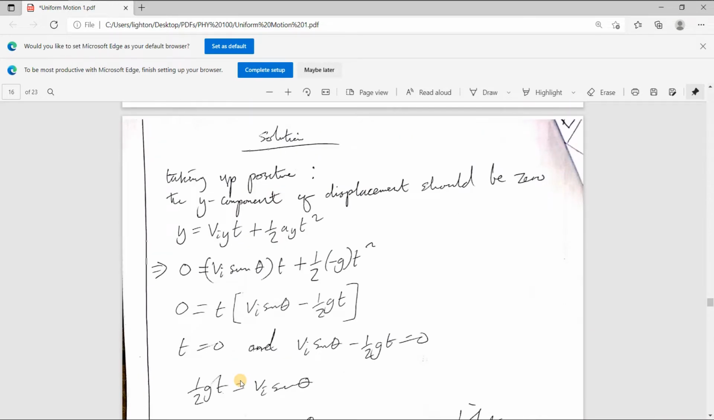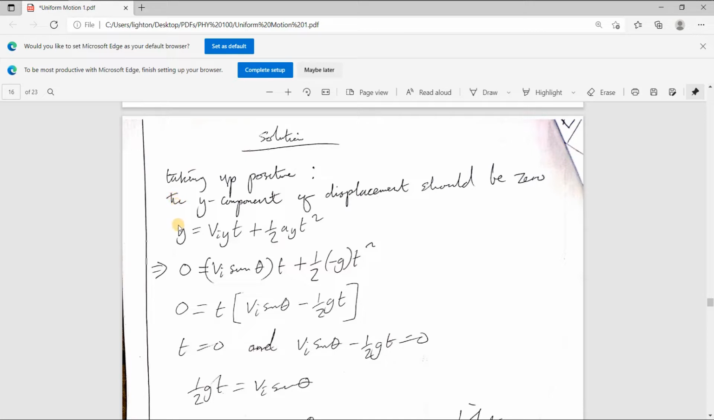So this is what has been done here. Taking up as positive, the y component of displacement should be 0. You see that? Why? Because it's coming back to the same point, so the displacement, the shortest distance in the y component, will be 0.